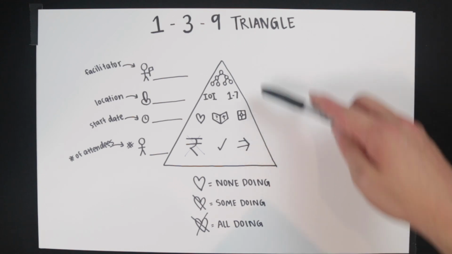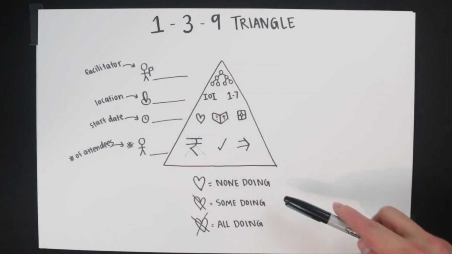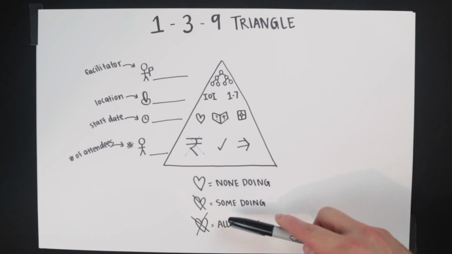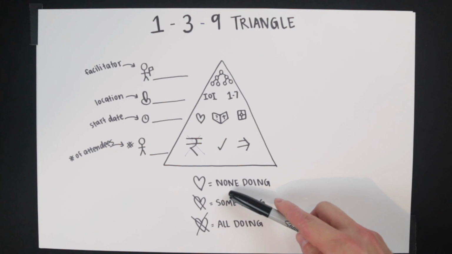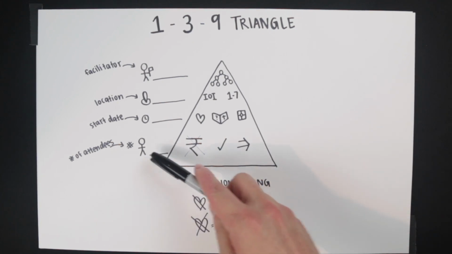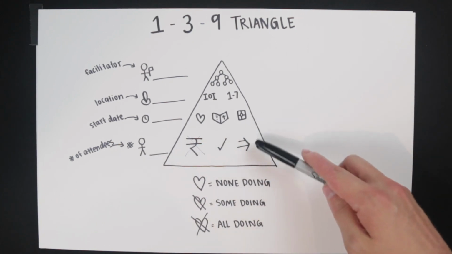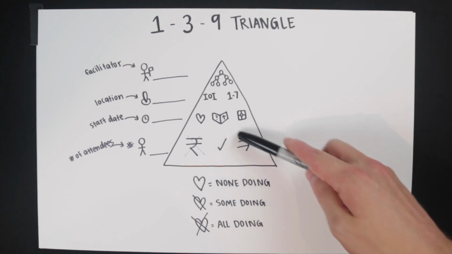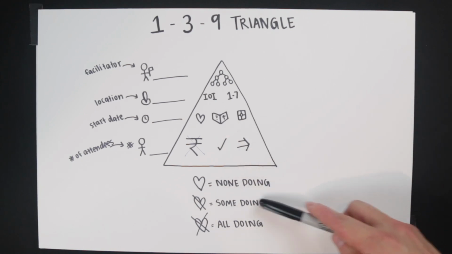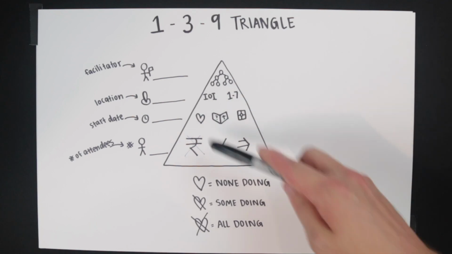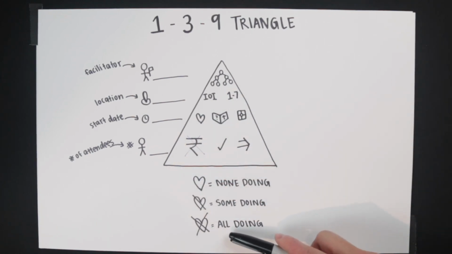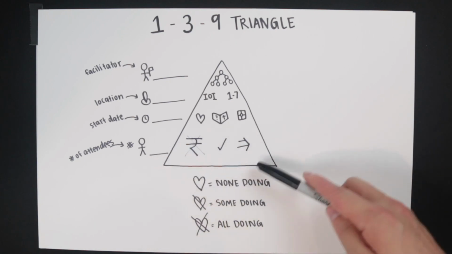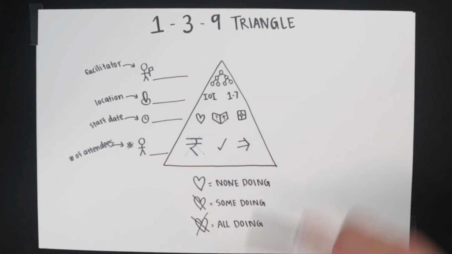Now, for assessing each of these symbols, you can do 1 mark, 2 marks, or no marks. If there's no mark, it means that none of the leaders in this meeting know how to do this thing. If there's 1 mark, that means that some of the leaders in this meeting know how to do this. And if there's 2 marks, that means that all of the leaders in this meeting know how to do this.